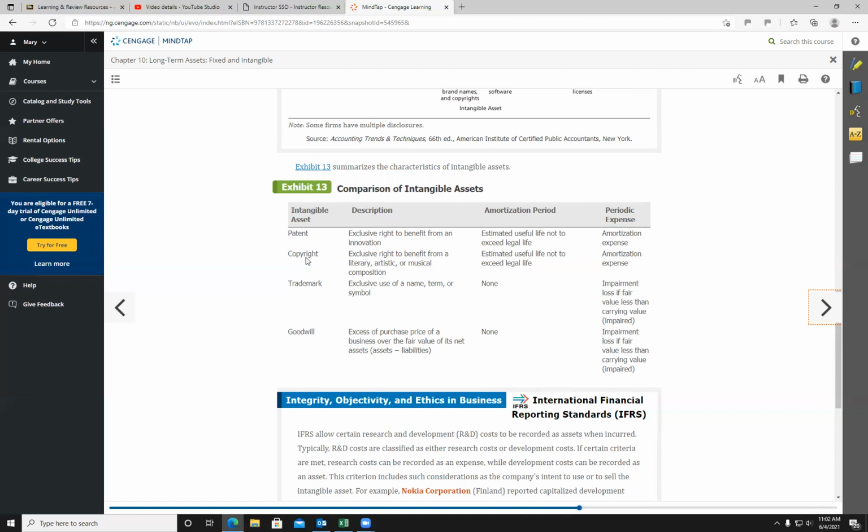You can read on it, what the different amortization periods are. Both patents and copyrights are amortized based on estimated useful life, not to exceed legal life. Neither a trademark nor goodwill is amortized. With patents and copyrights, the periodic expense is the amortization expense. With trademarks and goodwill, the periodic expense is an impairment loss if fair value is less than the carrying value.